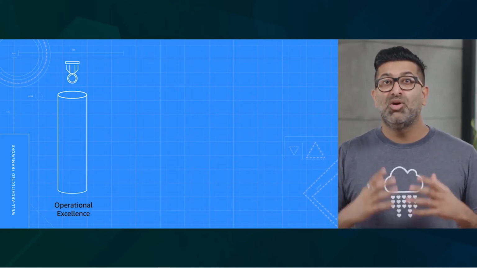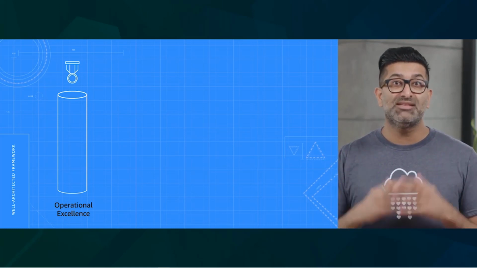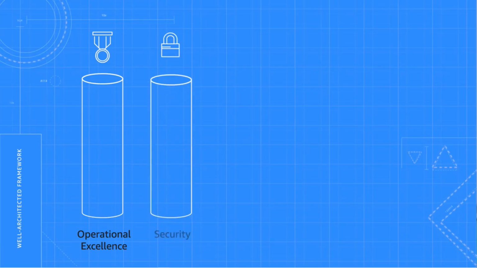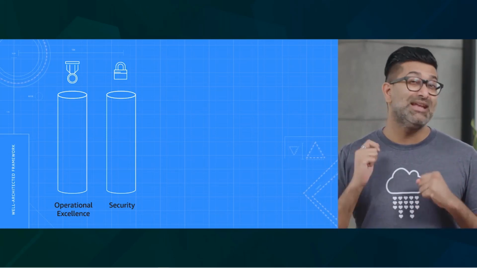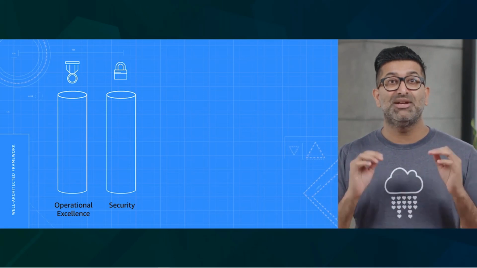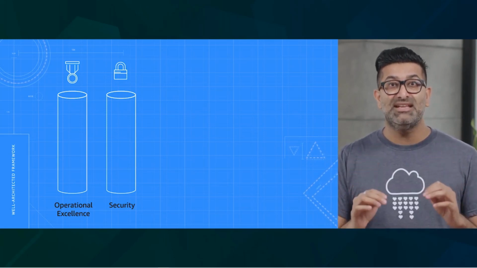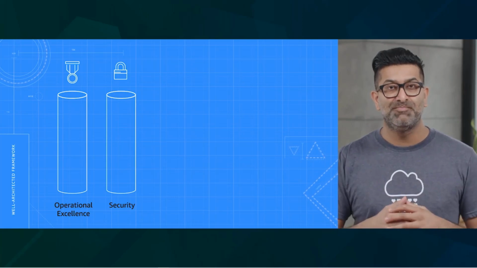For example, automating changes with deployment pipelines or responding to events that are triggered. Second is security. And as you know, security is priority number 1 at AWS. And this pillar exemplifies it by checking integrity of data and, for example, protecting systems by using encryption.